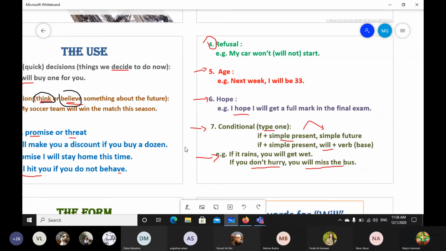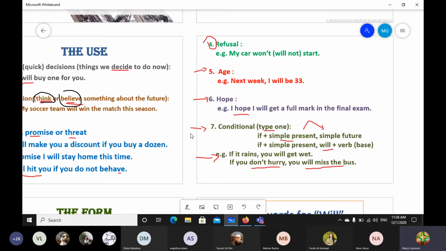Conditional type 1: if plus simple present, simple future. If plus simple present, will plus verb base. Example: if it rains, you will get wet. If you don't hurry, you will miss the bus.